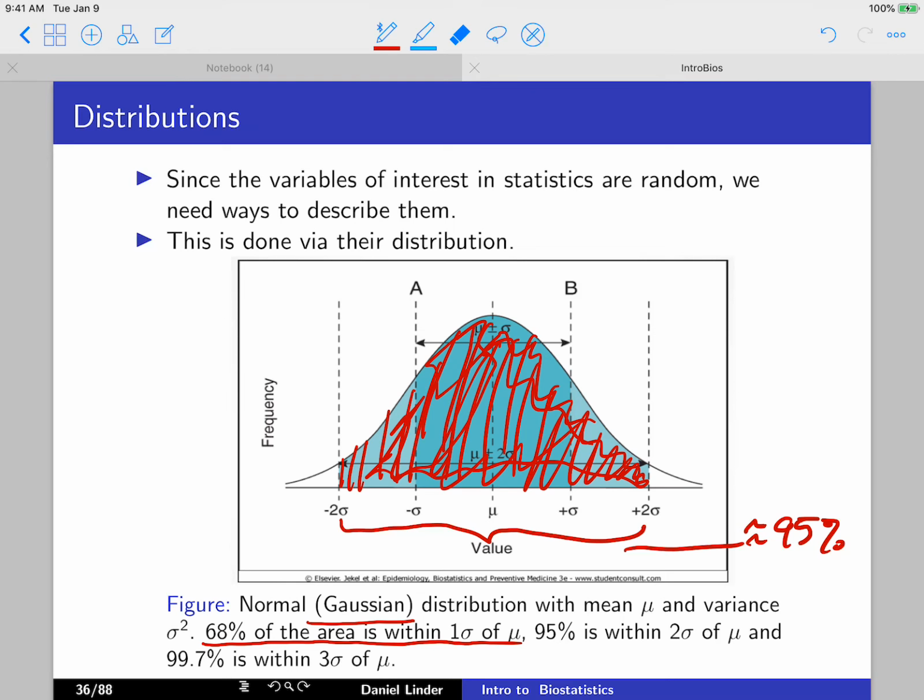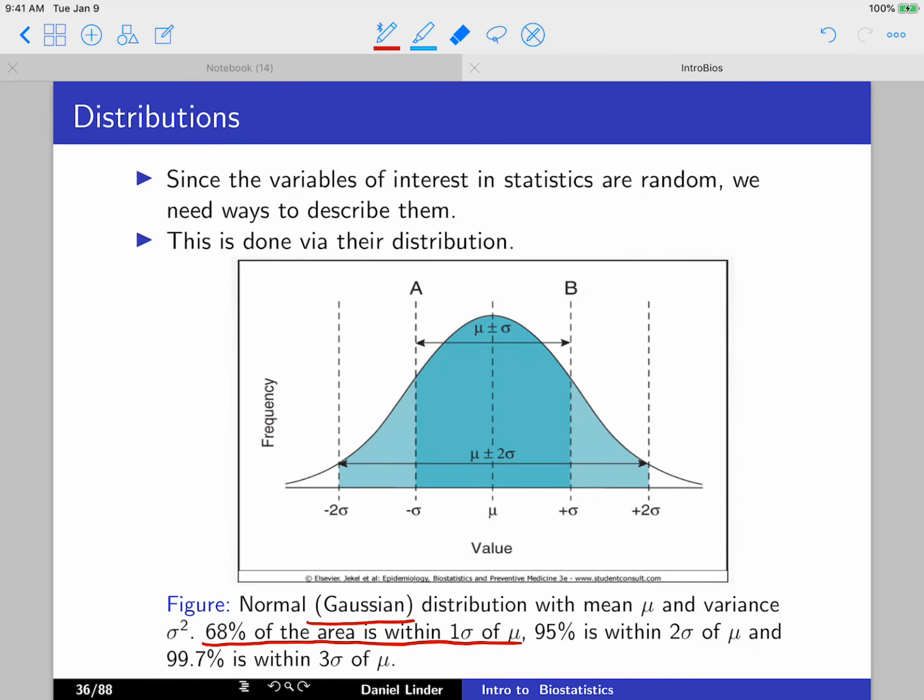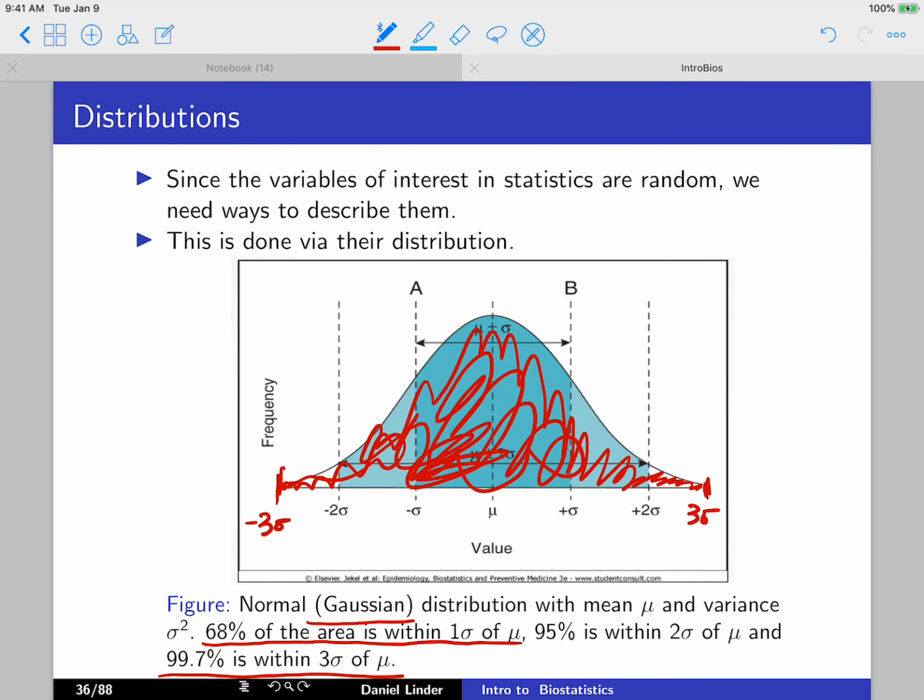And then finally, we'll take this off. Virtually all of the area, so 99.7%, is within 3 standard deviations of the mean. So if we were to go out 1 more standard deviation, so minus 3 standard deviations and plus 3 standard deviations, and we were to shade in all the area between that, that would account for approximately 99.7% of the total area underneath the normal curve.